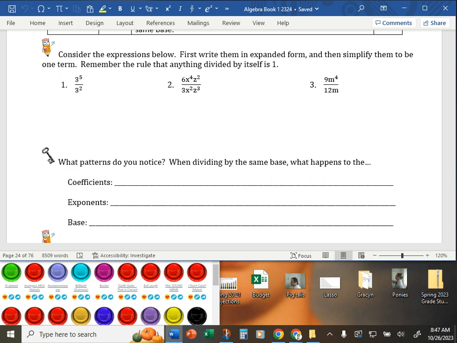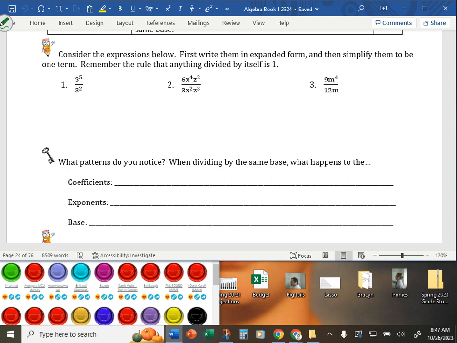Because eventually, once we learn all of them, I'm just going to give you an expression, and you need to decide which rule to use to simplify it. If it's written as a fraction, that's your hint that you are dividing by the same base. But just like 2 days ago, we're going to start with expanded form, and look at what's actually going on when we have exponents as part of a fraction.